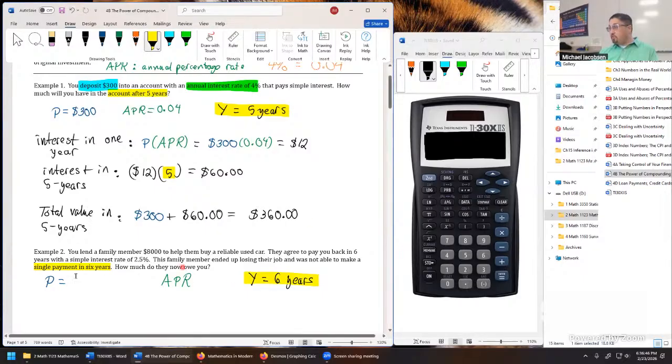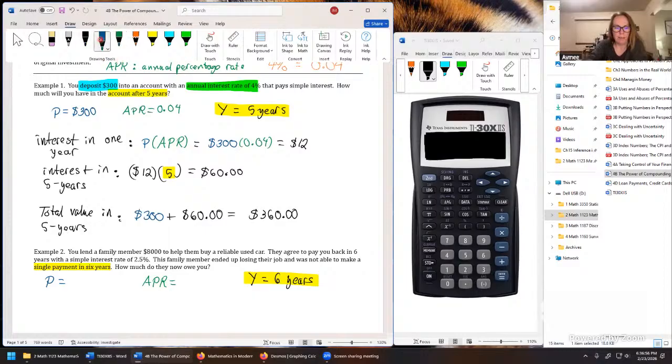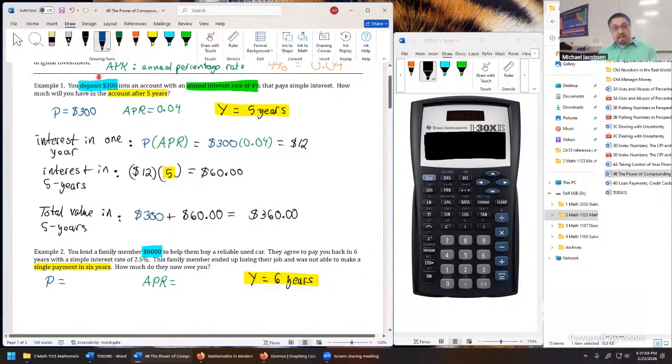Anyone spot what the other two values would be in this problem? Your principal is going to be 8,000. Yeah, absolutely. So this is the original amount we lent out. It feels different because in example 1 we were making a deposit, but these problems work in both ways. This is a kind of investment in a certain sense. You're lending out this money with the hopes of getting it paid back, but that's not what happened in this one. So now it's turning into a kind of investment.